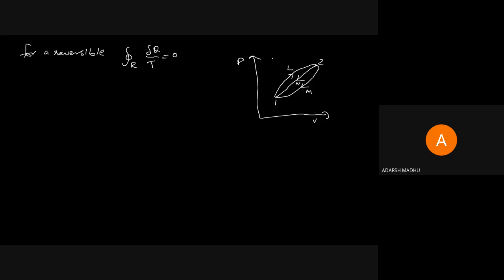1 to 2 is a reversible process. First process: 1 to 2 through L and reversible by N. Second process: 1 to 2 by L and reversible by M. Two cycle processes are drawn in the figure.